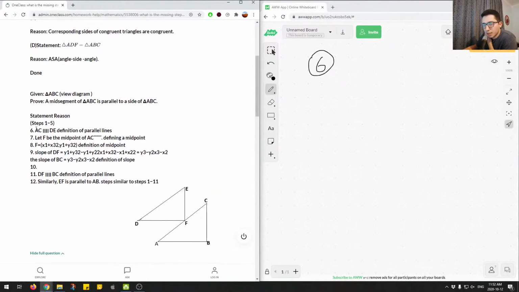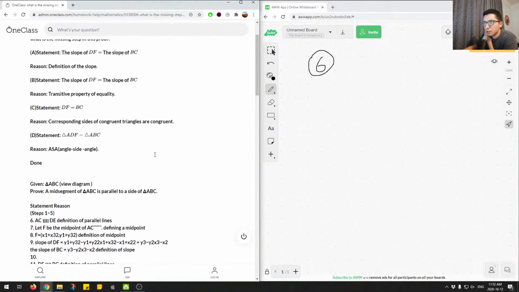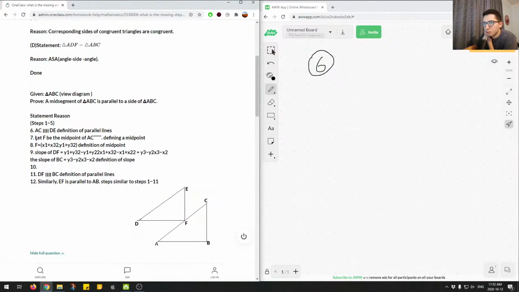We need to determine which one is the correct relationship in this proof. So here we're given AC is parallel to DE, definition of parallel lines. And they're giving us the following equation. So we let F be a midpoint of AC, and so on. F is equal to x1 plus x3, I believe divided by 2 since we're defining a midpoint. This is just in an improper format and a little hard to read, so I'm going to assume y1 plus y3 divided by 2, and then y1 plus y2 divided by 2, and then x1, and so on.